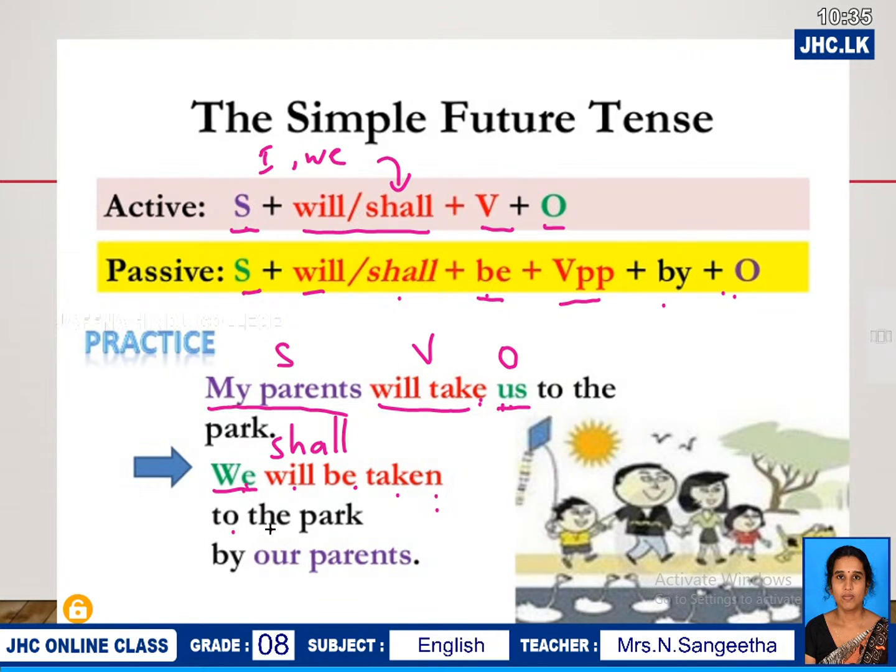This is the irregular verb. The past participle of take is taken. We will be taken to the park. By who? By whom? By our parents, right? So bring the subject to the beginning. The object pronoun us is changed as the subject pronoun we. And what will happen: will be plus past participle. We will be taken to the park by our parents, right?